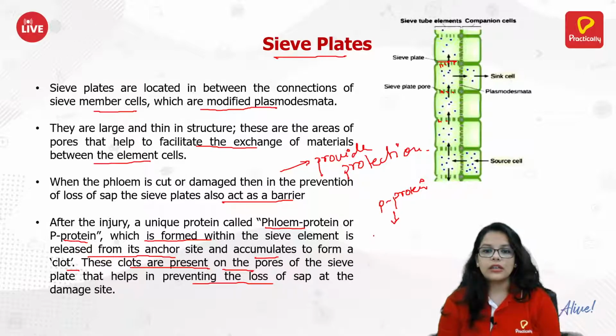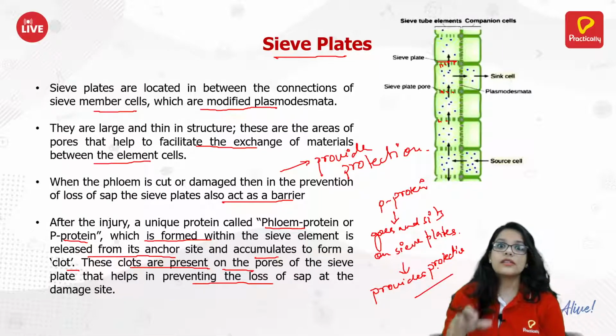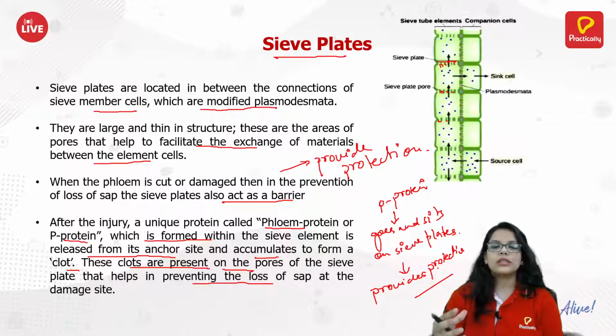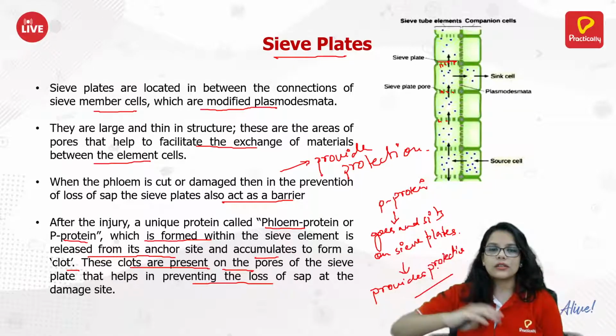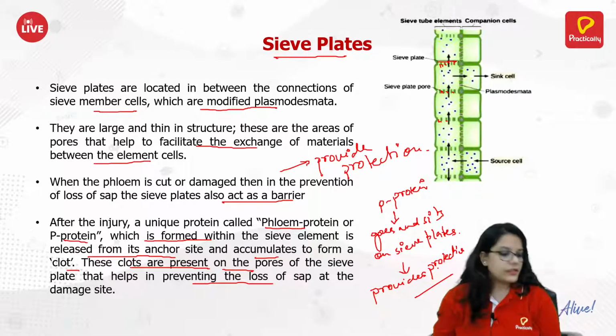And this P protein goes and sits on the sieve plate. And this is what provides protection. So this is one of the main purposes why sieve plates are there. This formation of P protein sitting on the sieve plate provides a type of covering. That is what the sieve plates do.